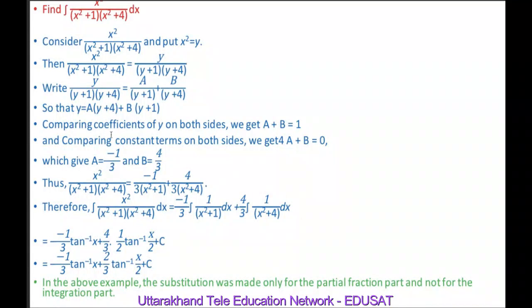So now we will integrate the function x square upon (x square plus 1)(x square plus 4) dx. I am trying to take an example of each kind so that you understand how to solve rational functions using partial fractions. For this type of function, here also you have x square, here also you have x square, here also you have x square. So you have the same term everywhere.